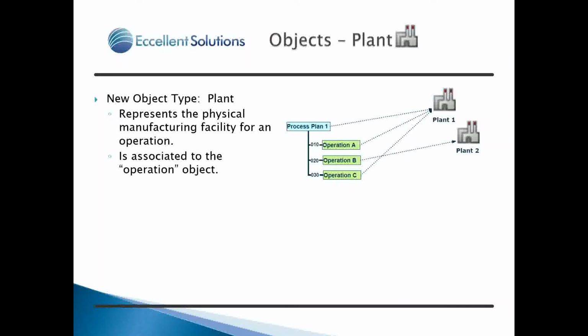You'll see in the diagram here, there's another object type called a process plan, where a process plan is essentially a collection of operations that make up how to run the process. You can associate the process plan to a plant as well as the operations within the plant or multiple plants as well.